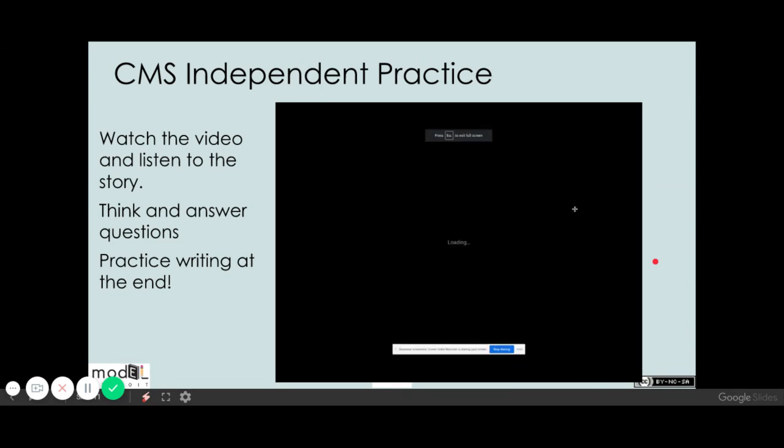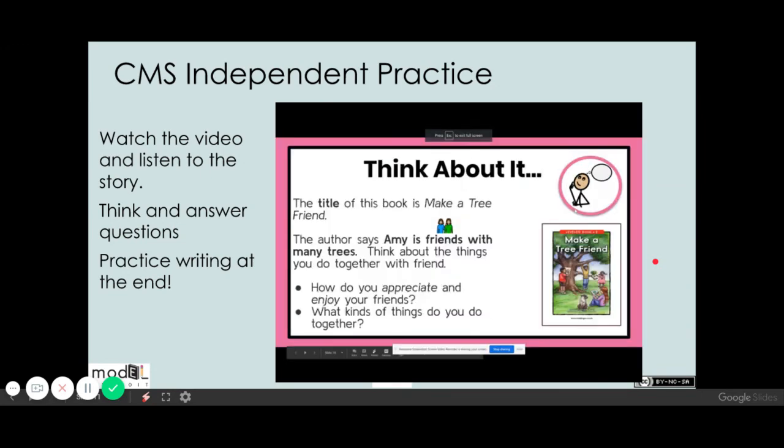Now that we've finished reading, think about the following questions. The title of this book is Make a Tree Friend. The author says Amy is friends with many trees. Think about the things you do together with friends. How do you appreciate and enjoy your friends? What kinds of things do you do together? Pause the video and think about it.